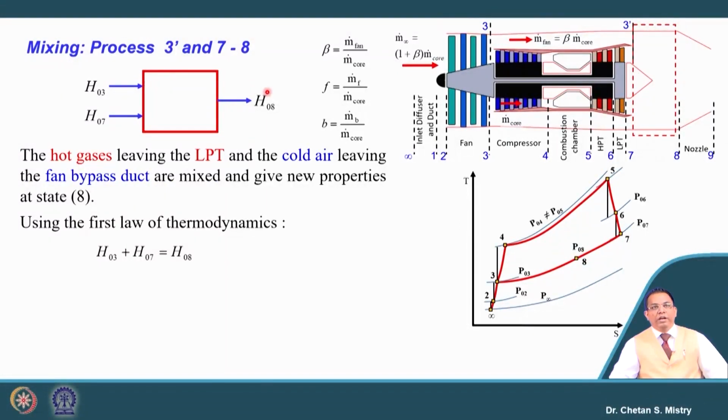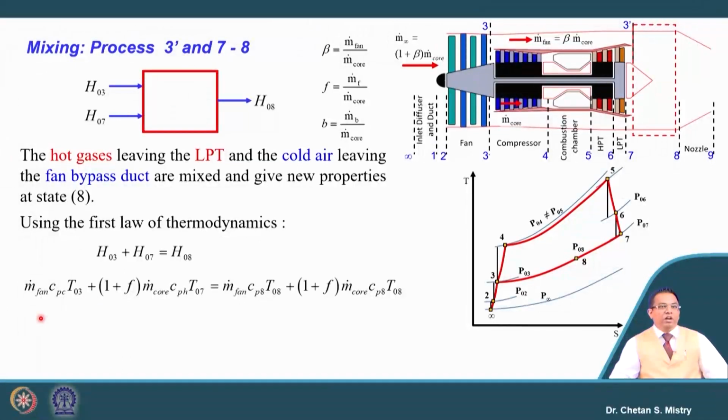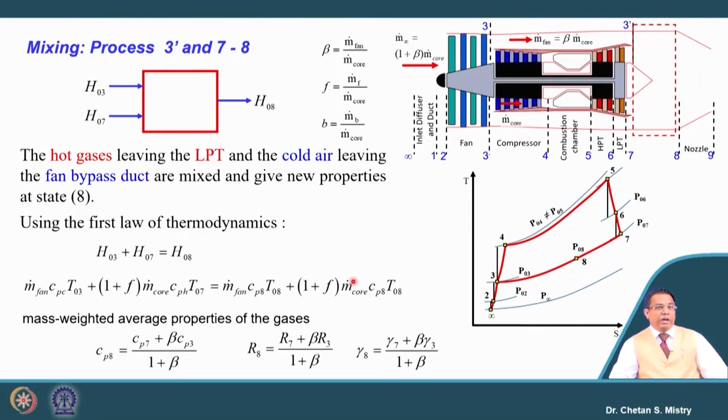Now, let us look at our first law of thermodynamics. We can say H03 plus H07, that is what I can write down as H08. What is our H03? This H03 we can write down as mf into Cp into T03. Similarly, for H07 it is (1 plus f) m dot core Cp T07, and here in this case we will have, say, a rise of temperature, T08, and that is represented in terms of this plus this. Now, let us try to calculate here.